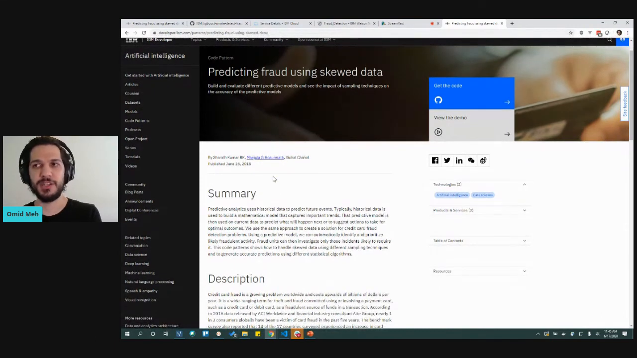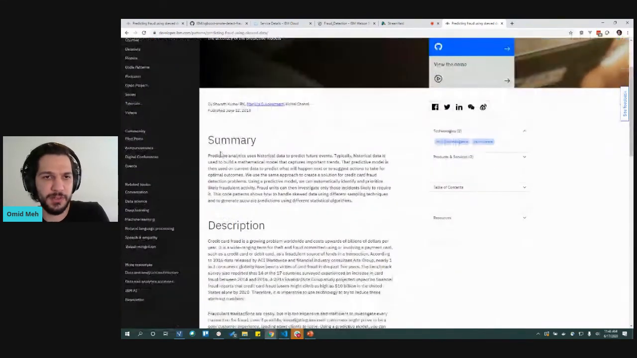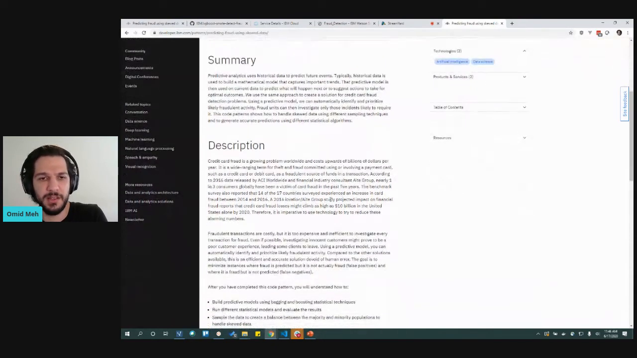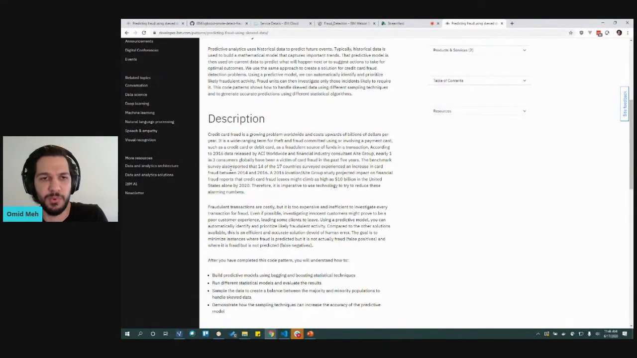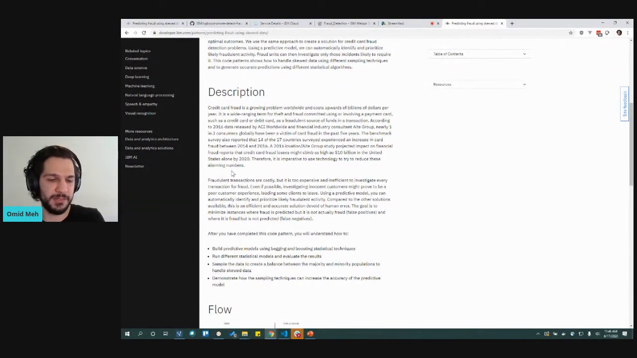We call these educational articles that have code and video with them code patterns. It goes over a summary of the problem you're trying to solve. We have historical data based on credit card transactions, and we're trying to find fraudulent transactions in them. It describes where the data set comes from. This is a legitimate data set. And why is this problem important? Obviously, fraud costs credit card and debit card companies lots of money, so detecting it in time could save lots of money.